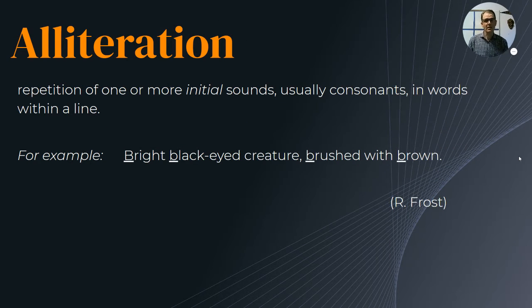And you're familiar with alliteration. We've talked about this before. It's a repetition of one or more initial sounds, usually consonants, in words within a line. So, "bright black-eyed creature brushed with brown." So that repetition of that beginning consonant sound. It could be a vowel sound at the beginning, but typically we're talking about consonant sounds.